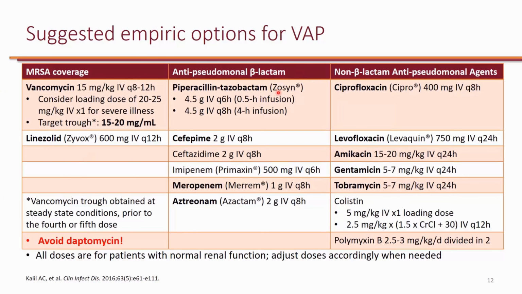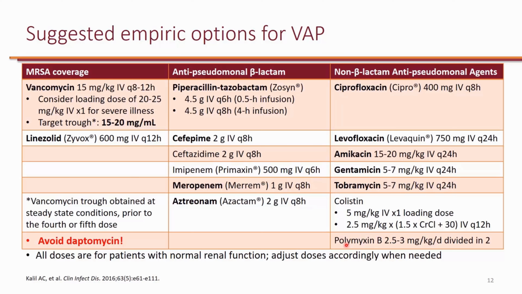Now, for the two agents that we use for pseudomonas, one should be a beta-lactam, and then a second one should be a non-beta-lactam. So the beta-lactams that we choose are piperacillin-tazobactam, cefepime, ceftazidime, imipenem, meropenem, or aztreonam. And non-beta-lactam would be ciprofloxacin, levofloxacin, amikacin, gentamicin, tobramycin. Now, we also have polymyxins like colistin and polymyxin B that are usually reserved as last line.